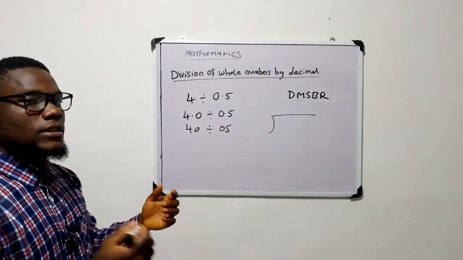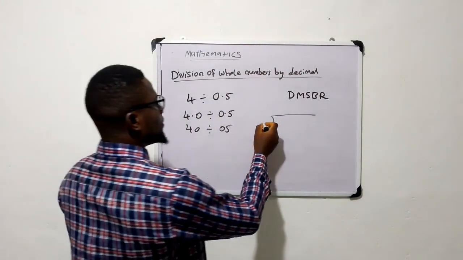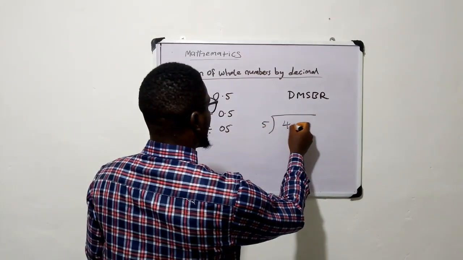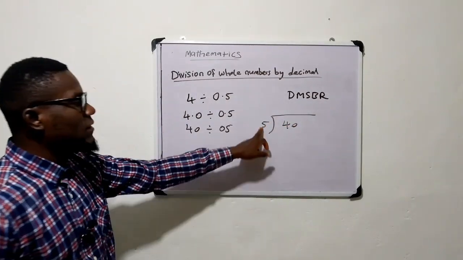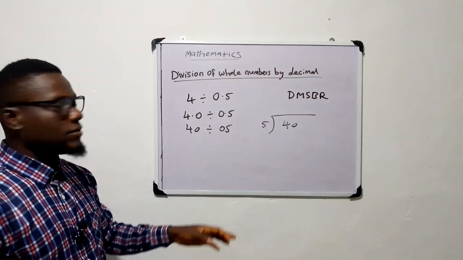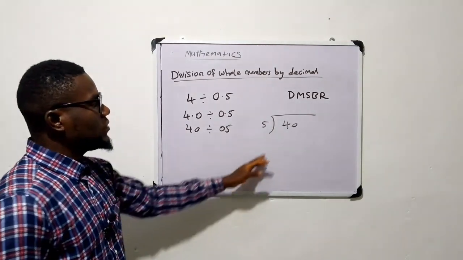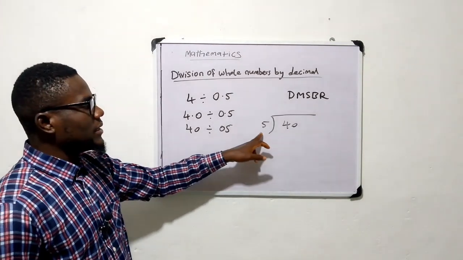Let us now introduce the long division symbol. Write the divisor outside and the dividend inside. Remember, 5 is also the same thing as 0.5. Now, let's divide. We have to divide 40 by 5.